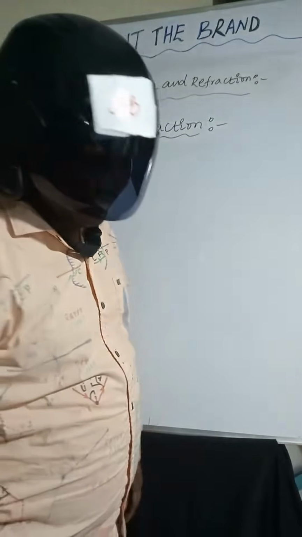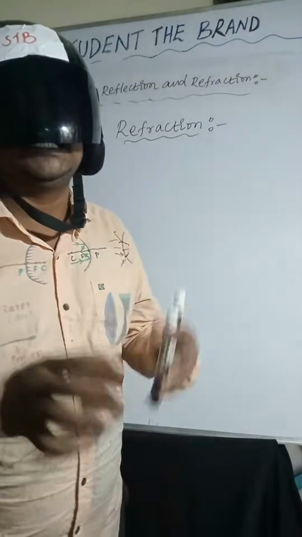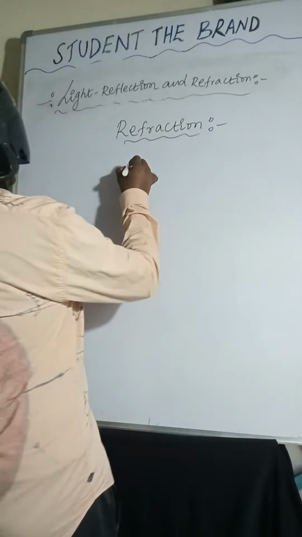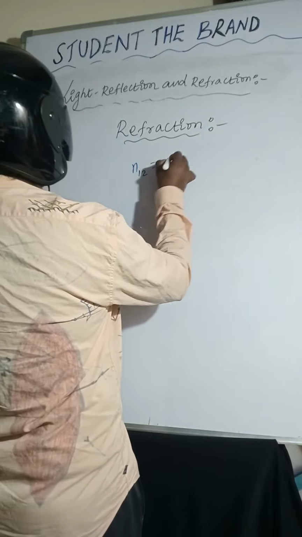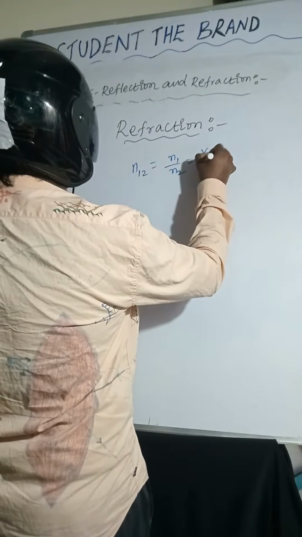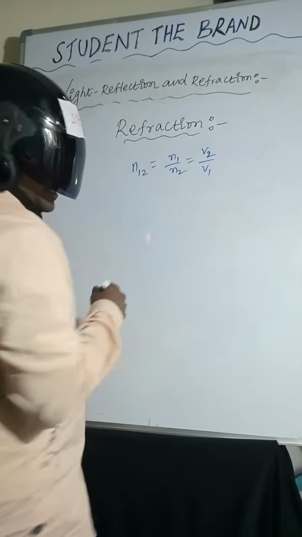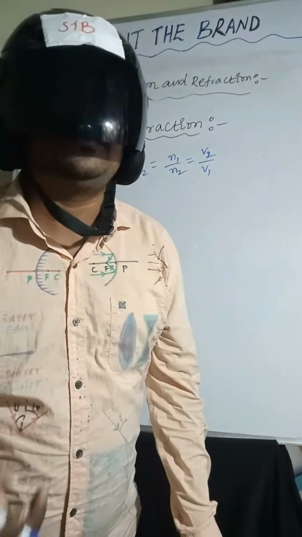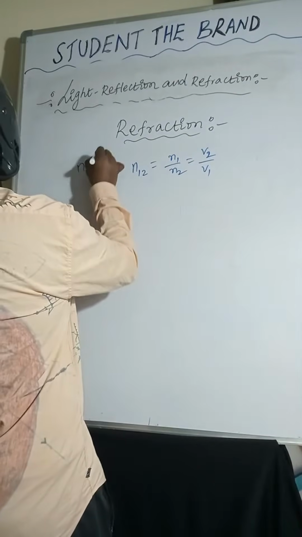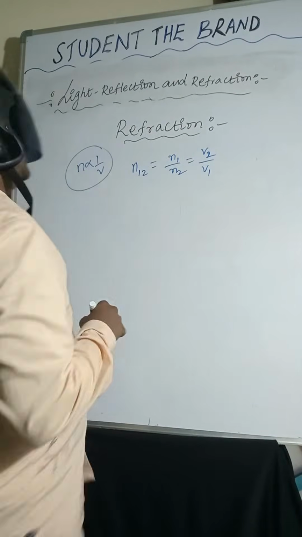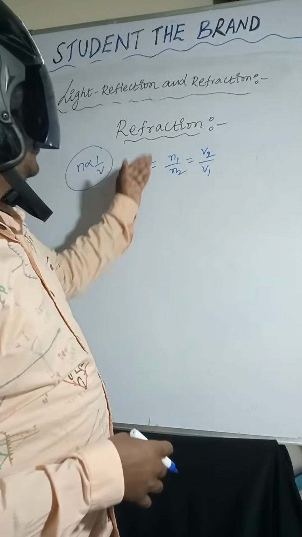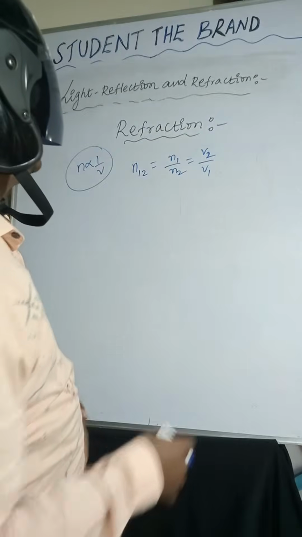Now we'll discuss relative refractive index, that is n12 equal to n1 by n2, which is equal to v2 by v1, because n is inversely proportional to velocity. That's why I'm taking n12 equal to n1 by n2, which is nothing but v2 by v1.